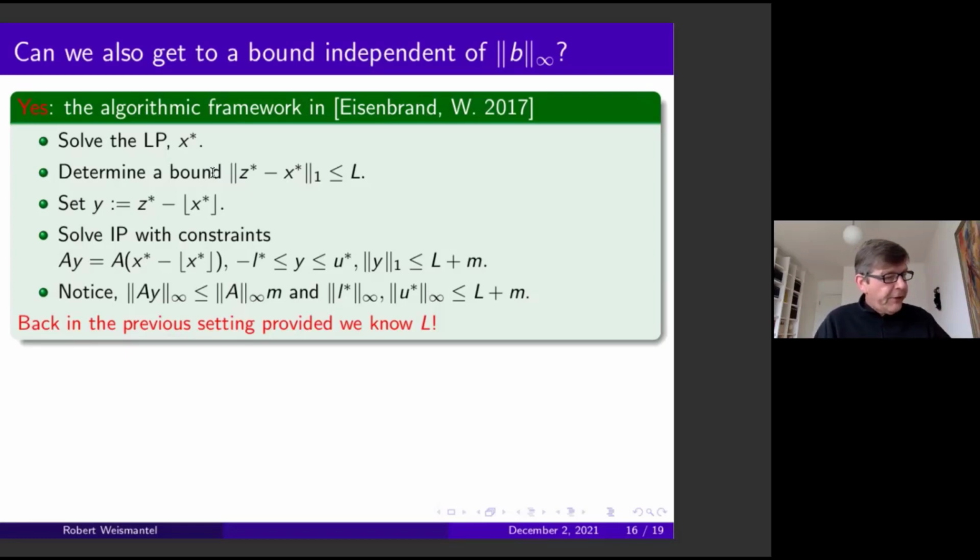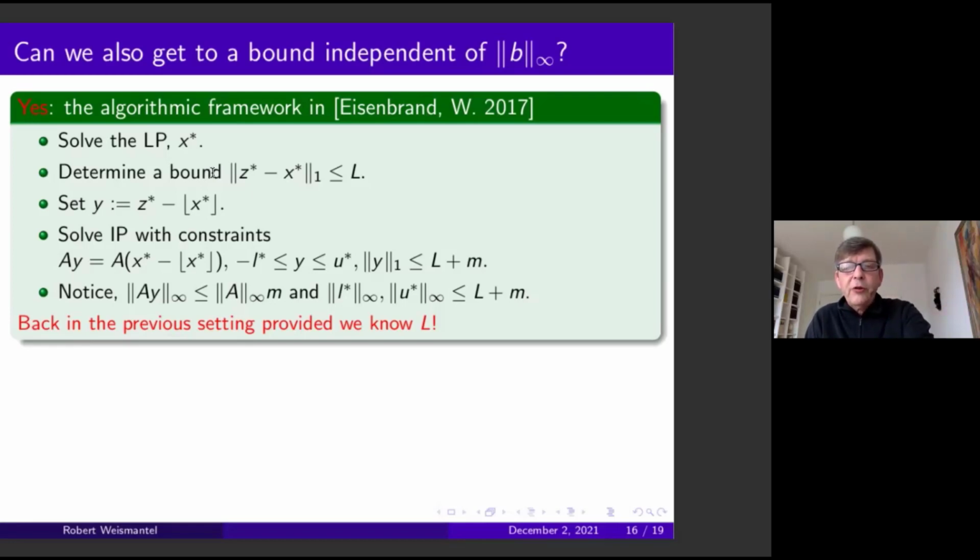You now take the LP point, you have z star minus x star rounded down. So the x star point has only a few fractional components, in fact, as many as you have equations. So this is typically m. And now you solve an IP starting off from this rounded LP solution. And the IP is described by a right-hand side, which is given by this difference vector, x star minus x star rounded down. And now you see, when A is small in the infinity norm, because only few components here are rounded down, the right-hand side of this dynamic program is a small right-hand side.